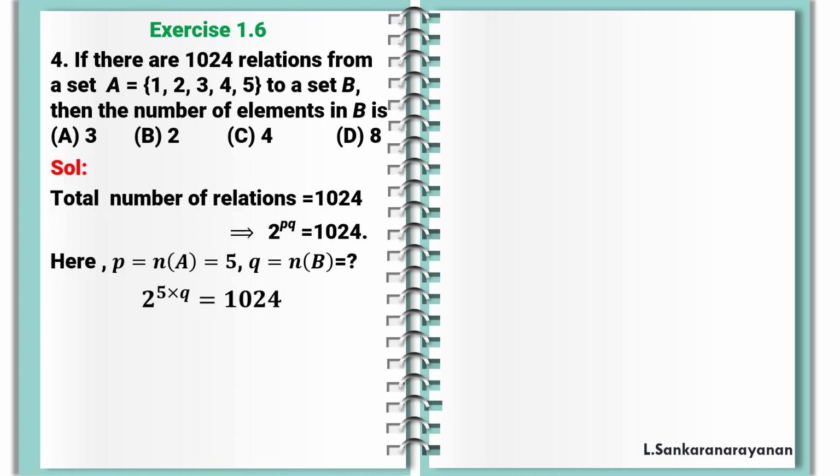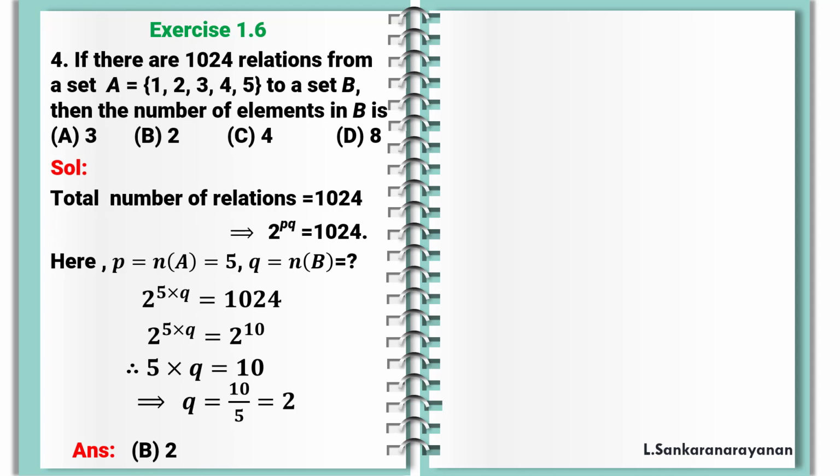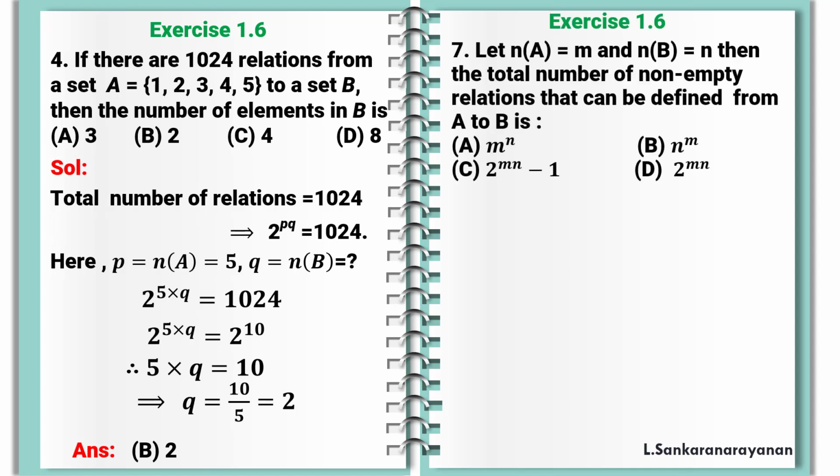Next, 2 power 5 into q equal to 1024. 2 power 5 into q equal to 2 power 10. 1024 can be written as 2 power 10. Now, equating the powers, we have 5 into q equal to 10. This means q equal to 10 by 5, that is equal to 2. So, what is the correct option? Answer option B, 2. Next question, exercise 1.6, 7th question. Let n(A) equal to m, n(B) equal to n, then the total number of non-empty relations that can be defined from A to B is, 4 options are given.